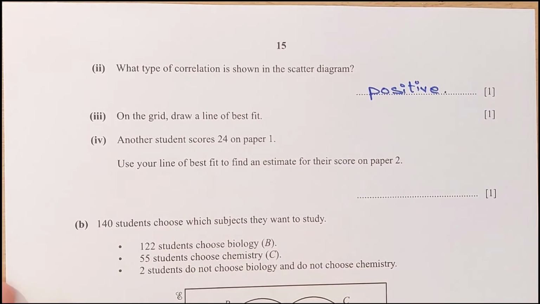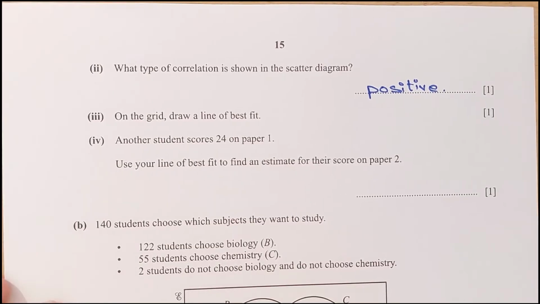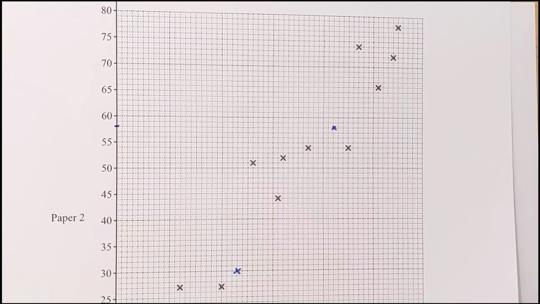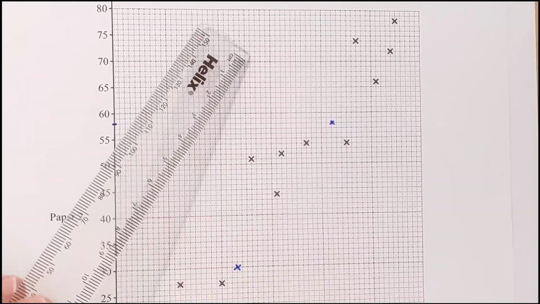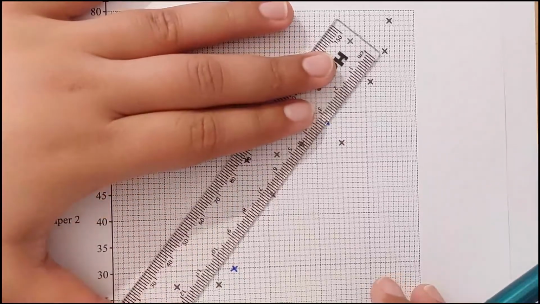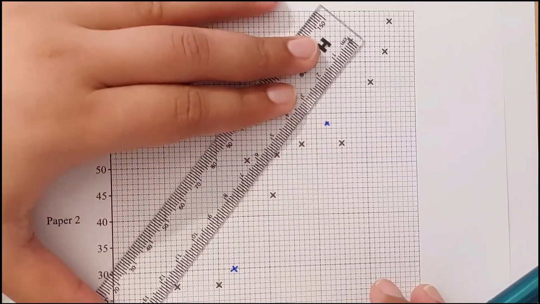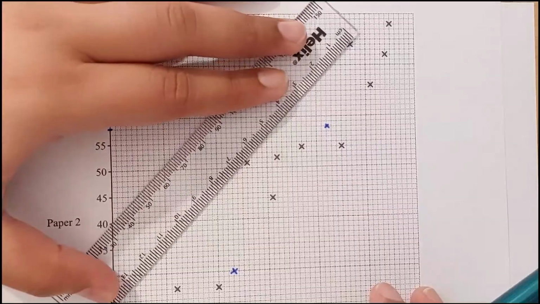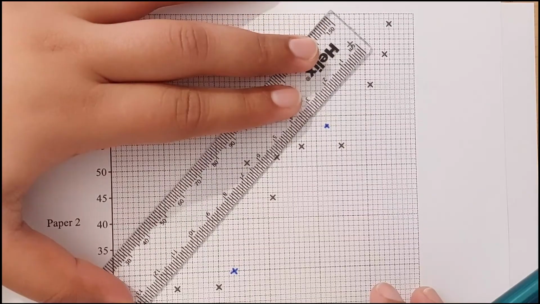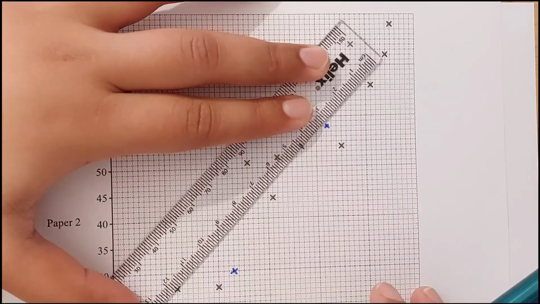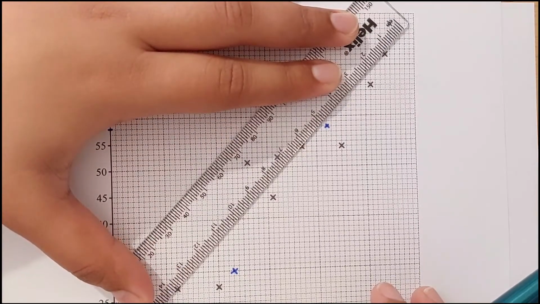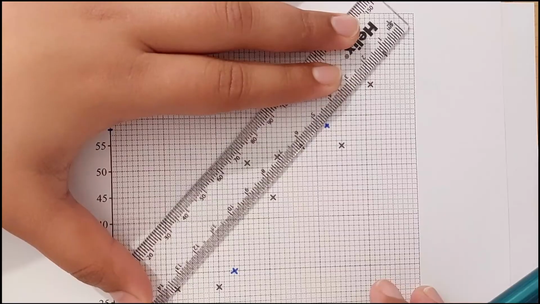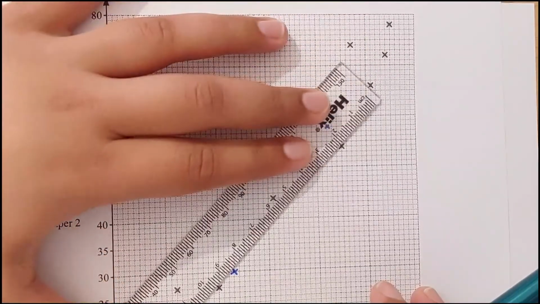Now for the third part, on the grid, draw a line of best fit. As you can see, we have this grid. Make sure the line passes through as many points as we can. That is a line of best fit. If I do this, it only passes through 2 points. This one point, this more than 1 point, yes, and this or this.